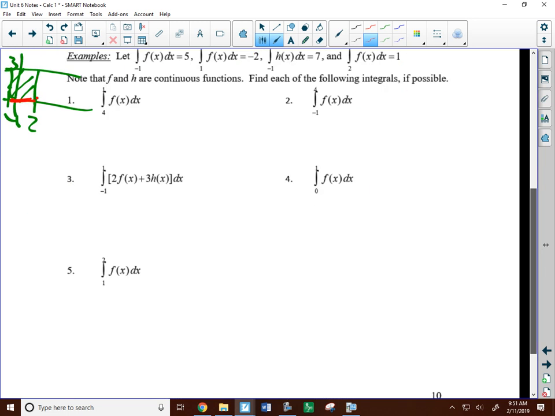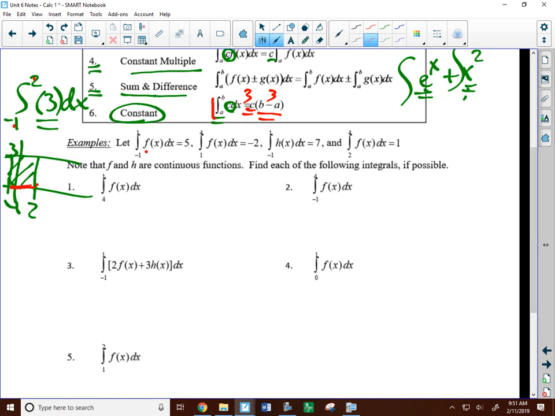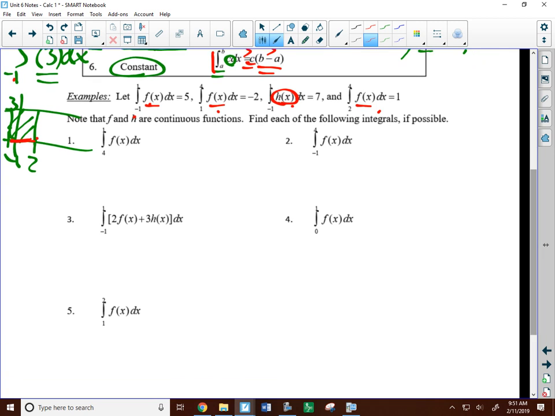So here's the good stuff, where they give you some values we know. We don't know the exact function here. I'm just going to say f of x or h of x. That one says h, notice that. But we do know certain areas under the curve for the function. So for the function f, the area under the curve from -1 to 1 is 5. Another one for f, here's another one for f, and here's one for h. And with this knowledge, we can actually figure out some other values. We do have to know that they're continuous functions, and we can find the integral if possible. So sometimes you might be able to say it's not possible.